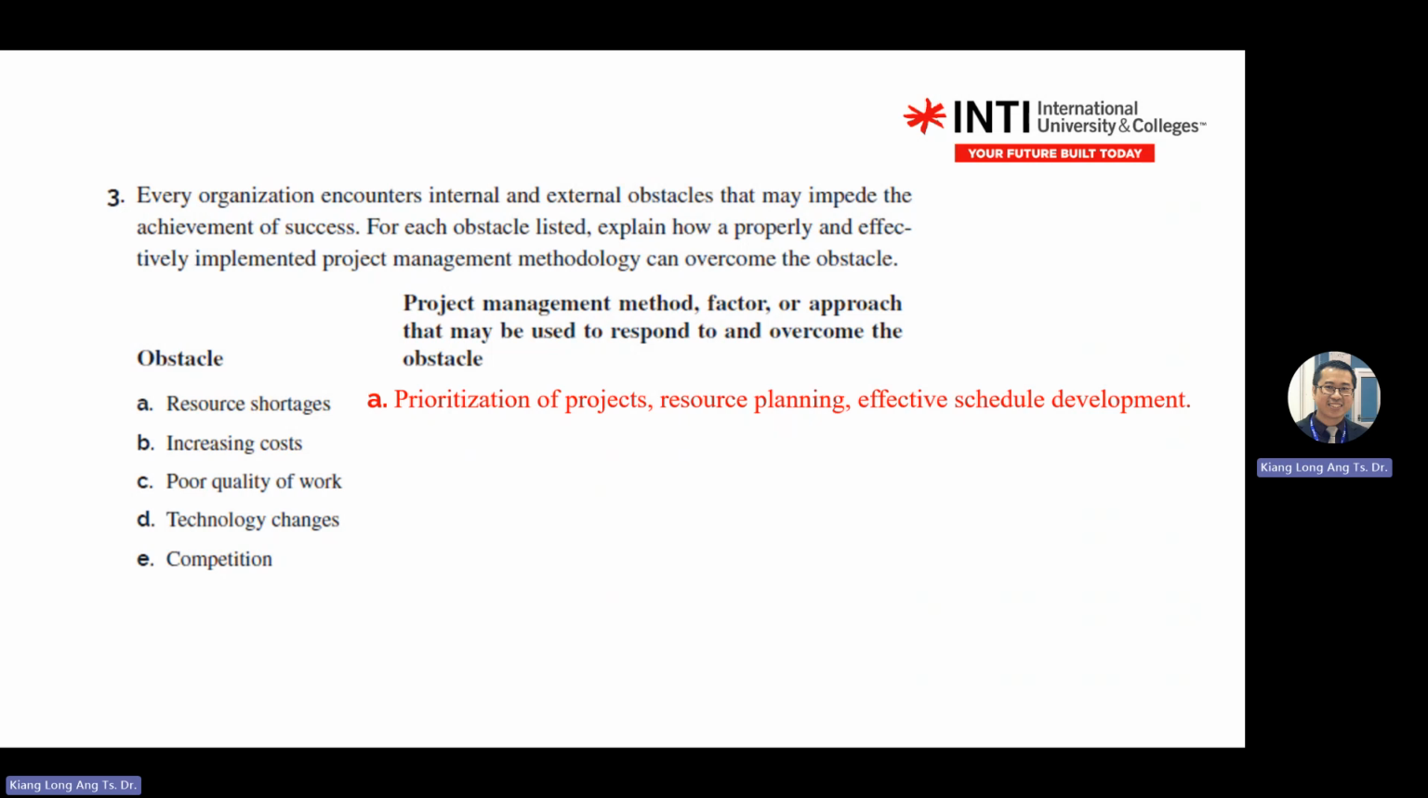So you can see we keep repeating the same keyword. When there are resources and either complexity or multiple projects, as long as it involves resources, it will tie to the functional unit. And how to solve it, you elaborate using priority, the word prioritization.